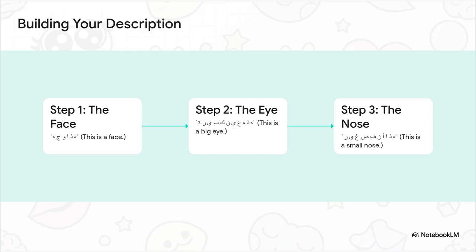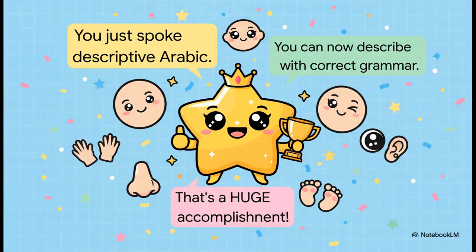Let's look at step 2. We start with hadihi ayn. This is an eye. Then we add our adjective for big. But did you notice that little ending on kabira? That's the feminine ending. Because eye is feminine, the adjective has to be feminine too. It has to match. Now look at step 3. Nose is masculine, so the adjective saghir stays in its original masculine form. The adjective always matches the noun. And just like that, you did it!